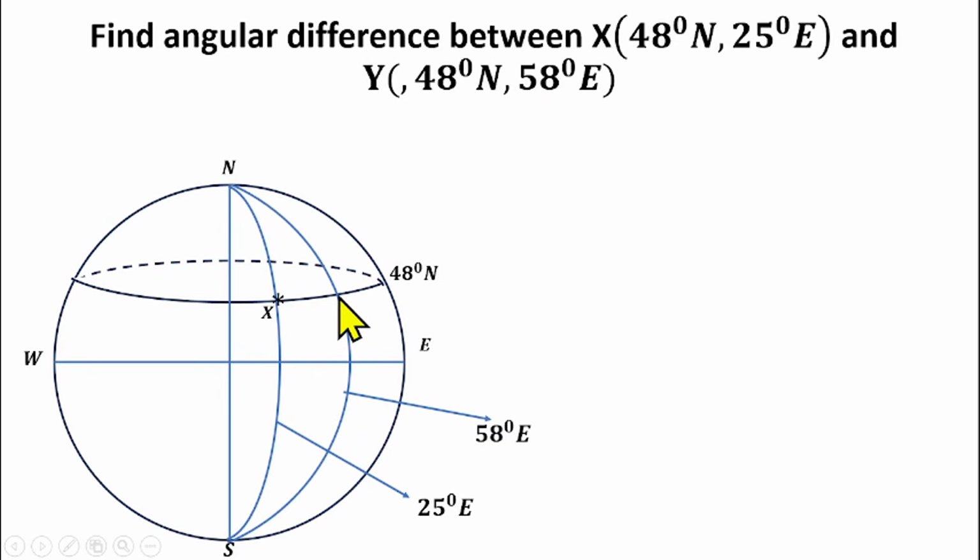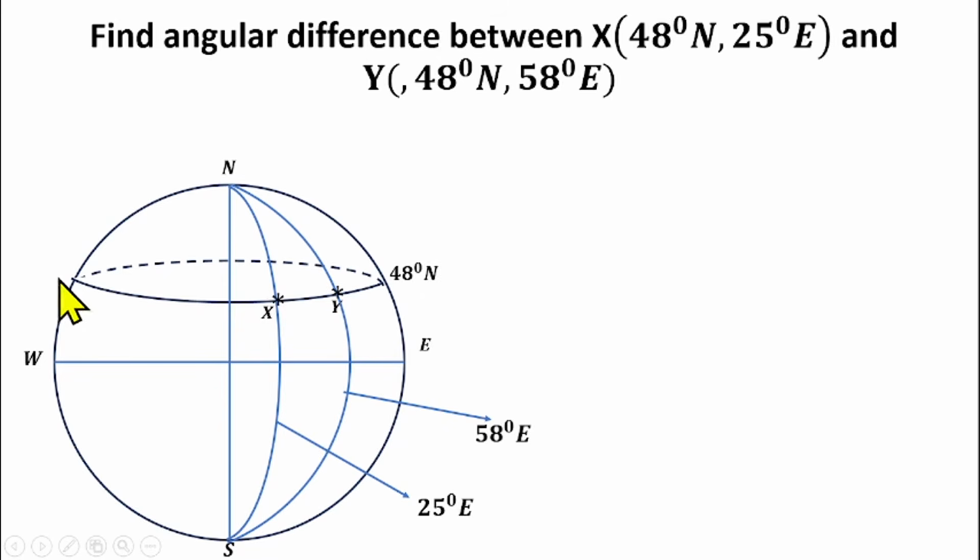And then that means this point here where this longitude meets with the line of latitude 48 degrees, so it will be labeled point Y as well. So we have been able to locate point X and point Y on the Earth's surface.